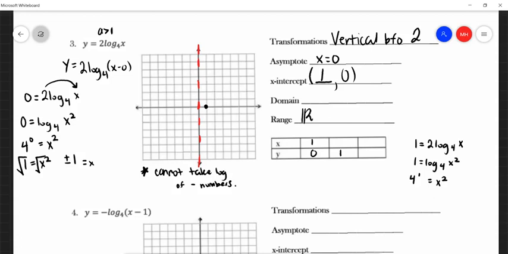And 4 to the 1 is just 4, so I'm going to go ahead and take the square root of both. The square root of 4 is 2, so it's plus and minus 2. But I only want to keep the positive version since we can't take the log of negative numbers. So I have the point 2, 1. And I can go ahead and graph from here.